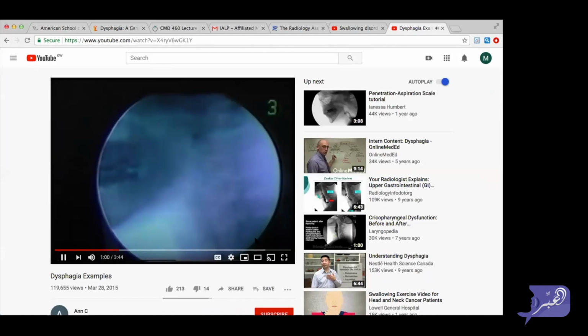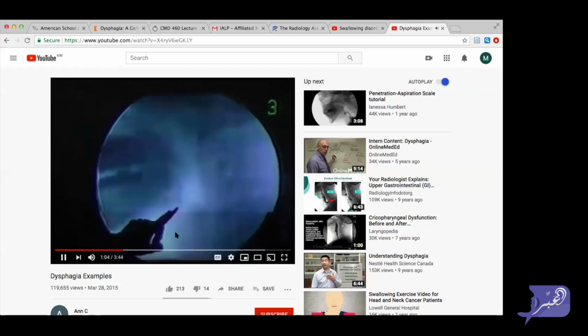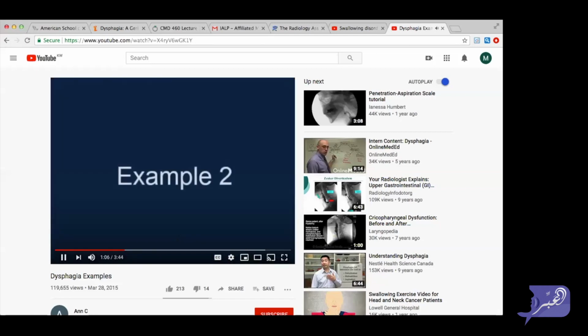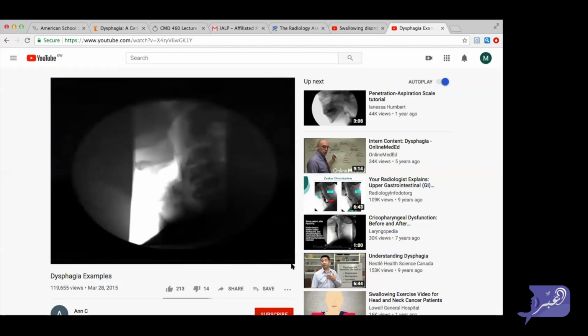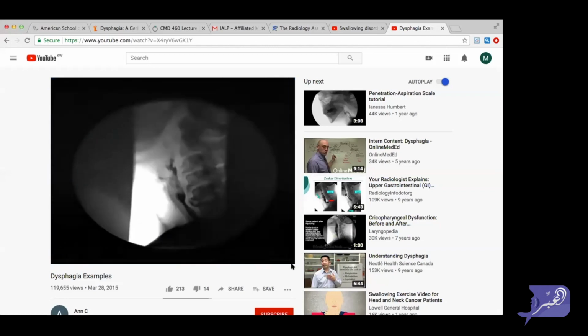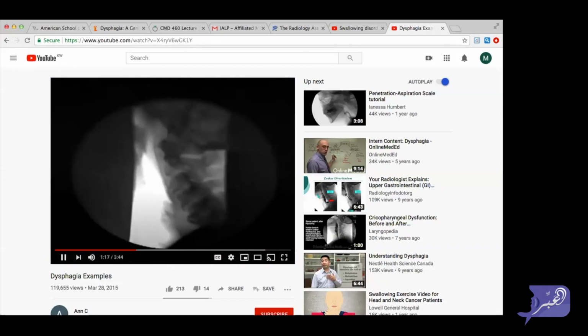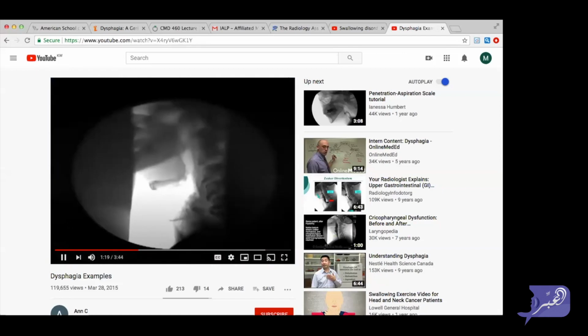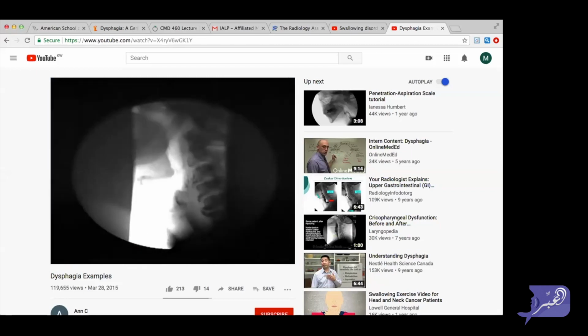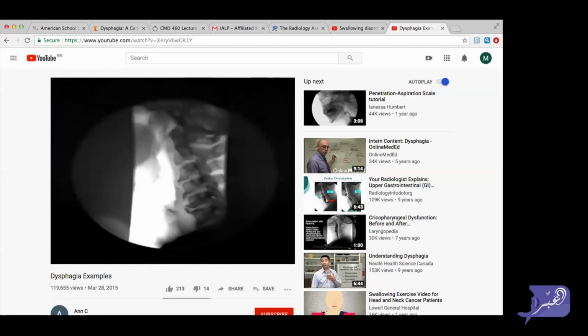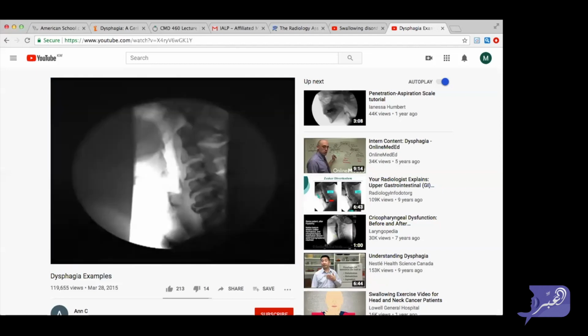Okay, this is probably a better view. Here's the jaw. Is it okay now? Perfect now. You won't see as well, but we're going to have to work with this. Half teaspoon thin liquid. This is still a normal swallow. Teaspoon thin liquid. Thin liquid.